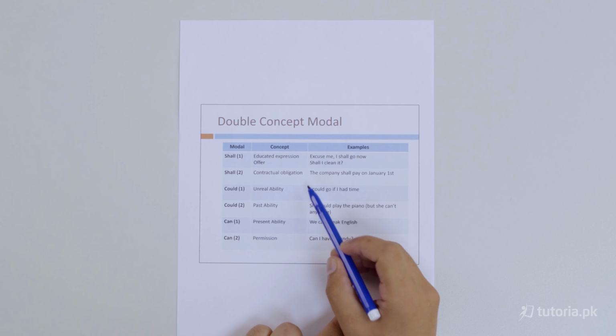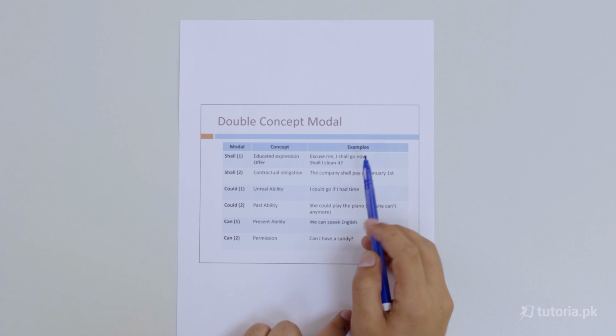For example, if I ask my cameraman, shall I start my video, it means that I am asking him in a proper, educated manner. For example, excuse me, I shall go now, or shall I clean it? It means that shall can be used to ask permission in a proper educated manner.